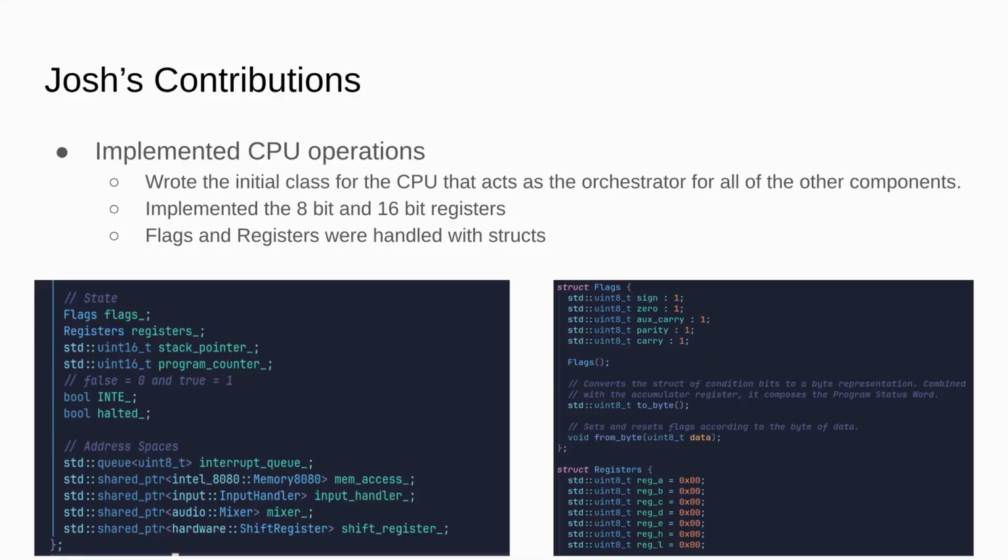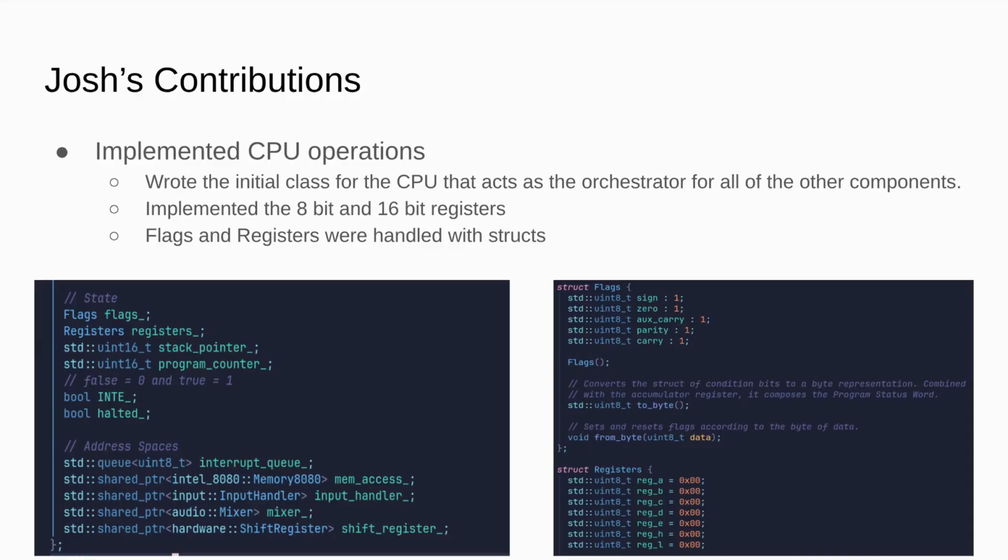First, I wrote the CPU class, and this class acts as the orchestrator for all of the other components, including our interrupt handler, memory implementation, input handler, sound mixer, and the shift register. All of the 8-bit registers such as the accumulator and flags byte, as well as the 16-bit registers, the program counter, and stack pointer, are implemented as attributes for a CPU object as shown below.